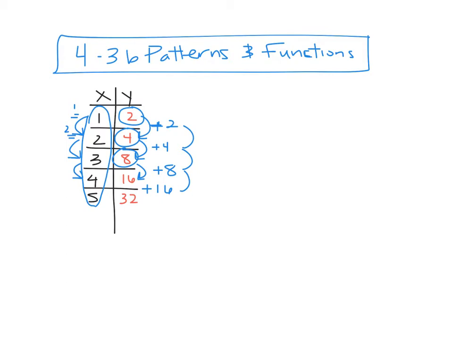Right, so look here. If I take 2 to the first power, it equals 2, right? If I take 2 to the second power, it equals 4. If I take 2 to the third power, 2 times 2 is 4 times 2 is 8, right? So 2 to the third power is 8. 2 to the fourth power is 16. 2 to the fifth power is 32.